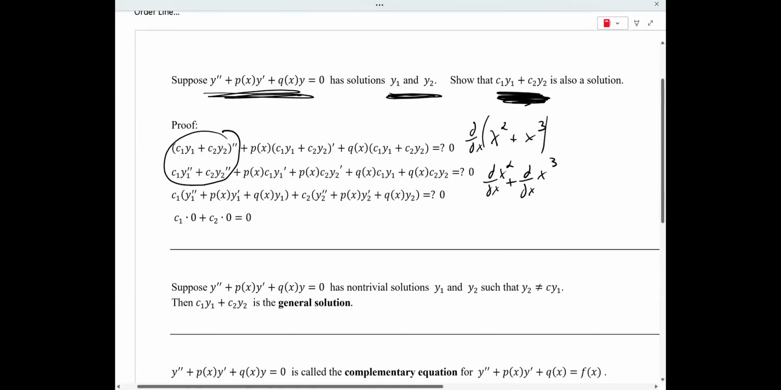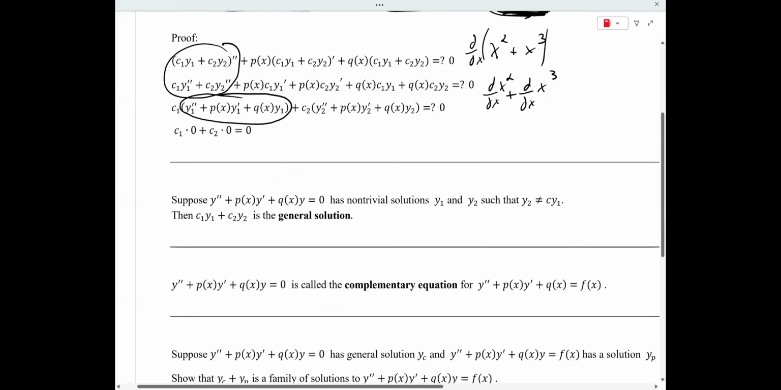And then this thing right here, that is equal to 0, because we're supposing y sub 1 is a solution to this. If I put in y sub 1 here, I get 0. If I put in y sub 2 here, I get 0, because we're assuming these are solutions to this. So that allows you to get some zeros here, and then you end up with this right here. That's the bottom line on that one.